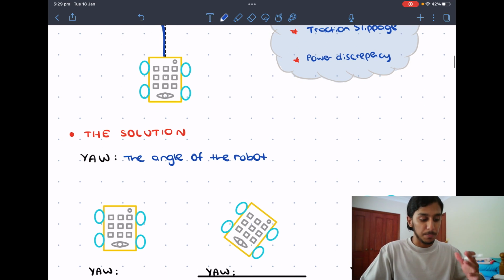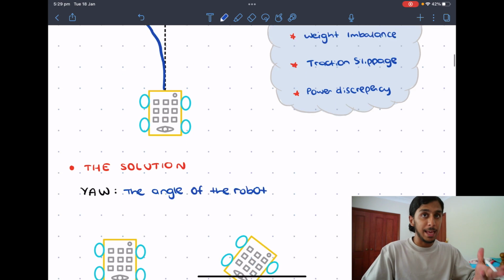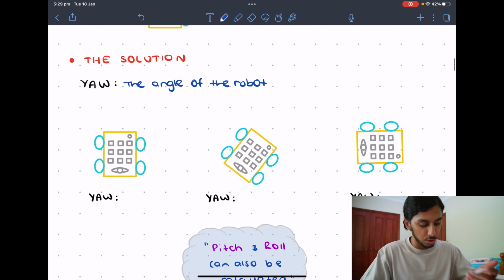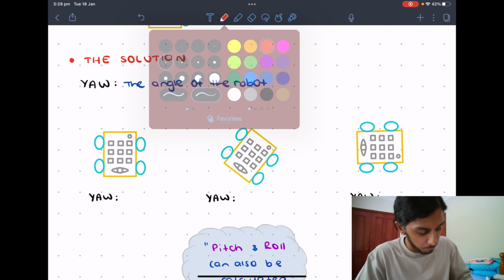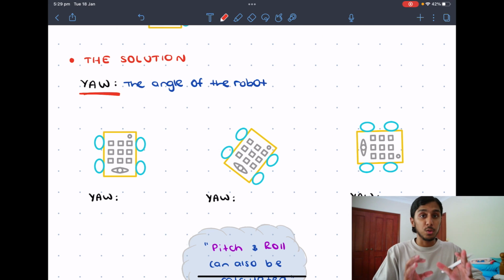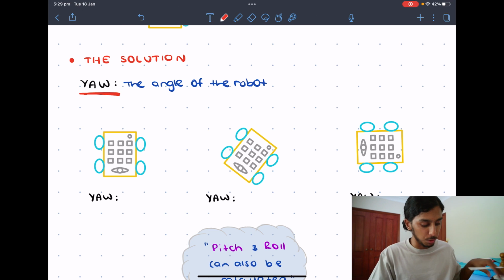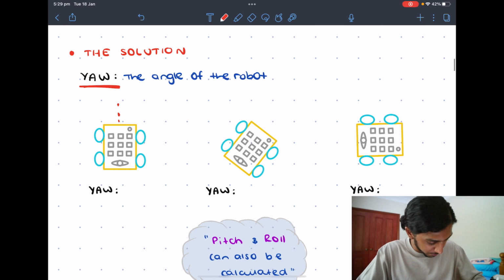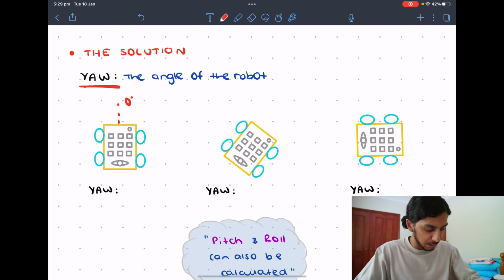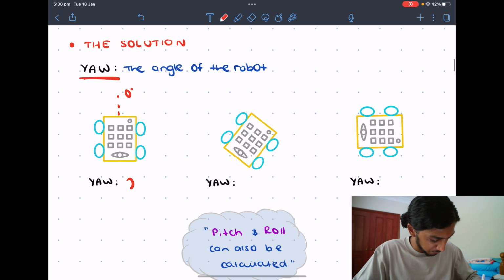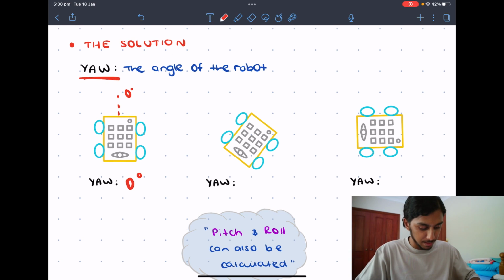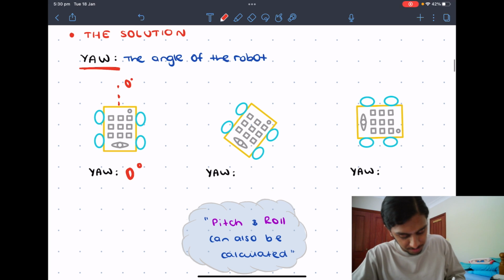So how do we solve this? I said that we can calculate the angle of the deviation, and to do this we use something called yaw. You can think about yaw as angle. When I say yaw, I just mean the angle of the robot. Like in the example last time, if this is 0 degrees, then the yaw angle here is simply 0 degrees. I'll do this example next.